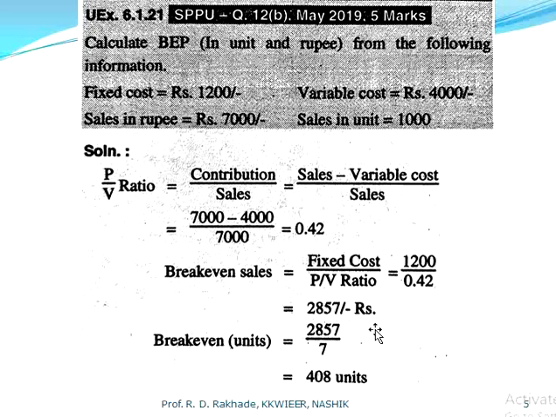So just divide rupees by units to get the per unit price. The sale price is 7000 and sale units are 1000, so 7000 divided by 1000 gives 7. So 7 is the per unit price. Simply divide 2857 by 7, and we'll get the break-even point in terms of units. So 408 is the answer.